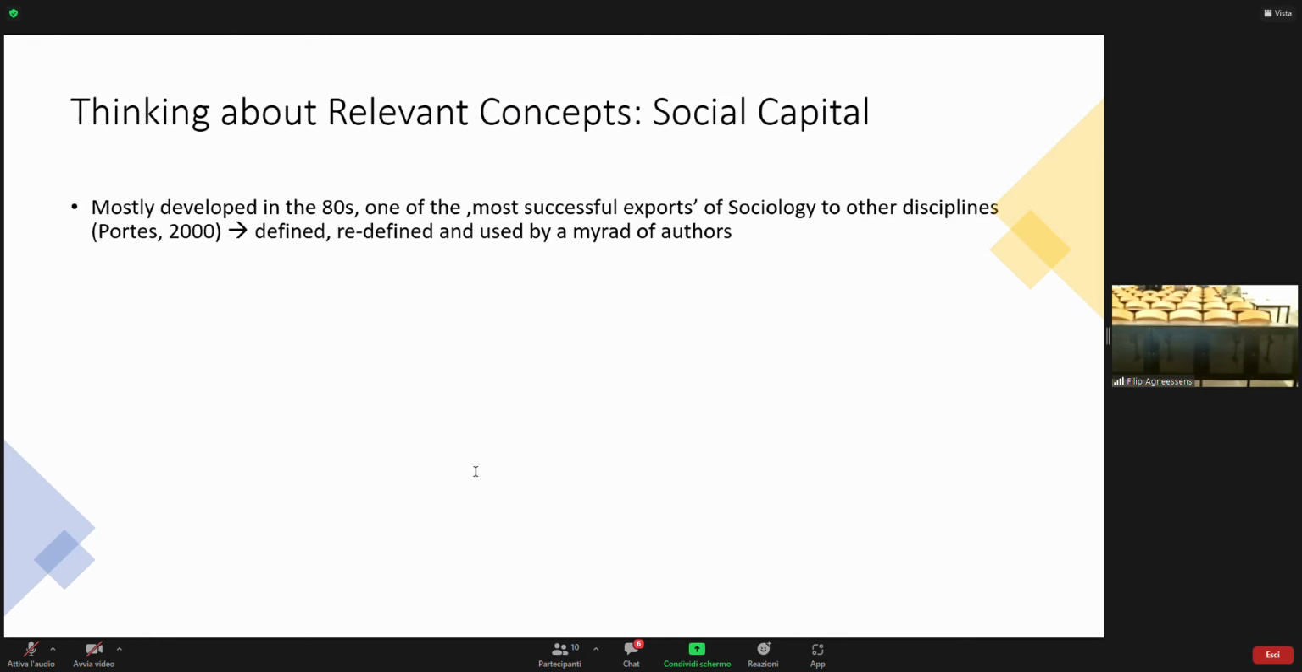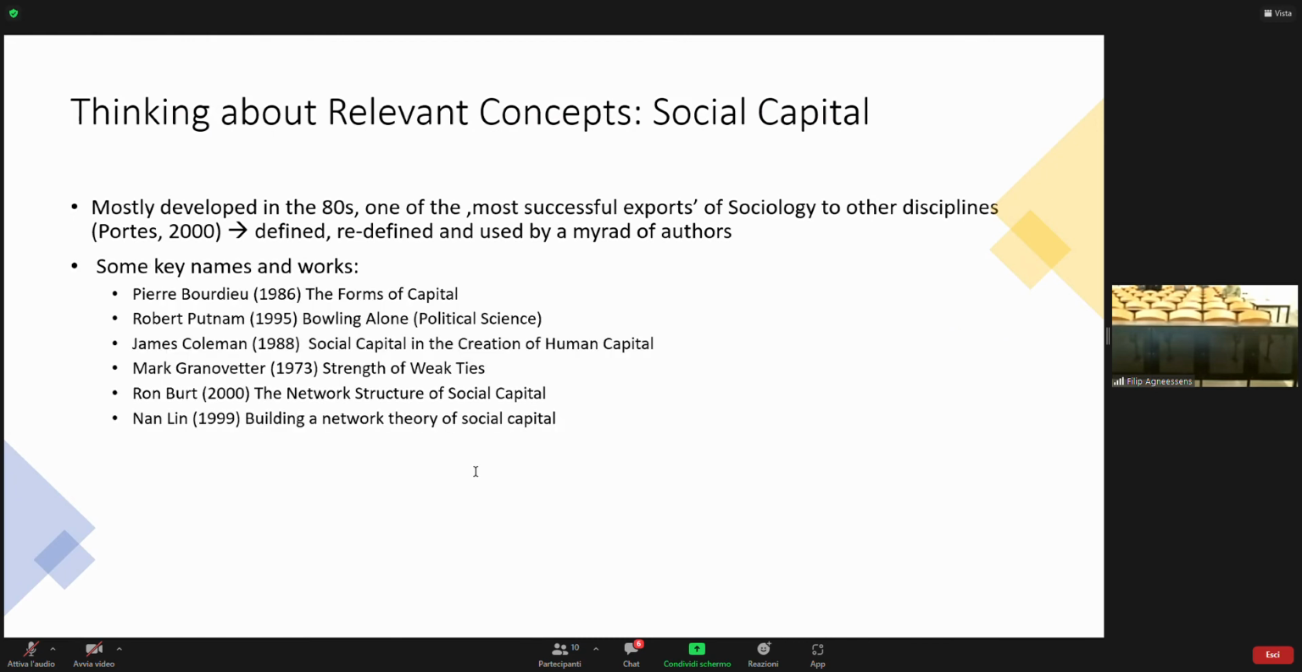So what do we know about social capital? It's one of the most well-known and most exported concepts of sociology. It came about in the 1980s, mostly inspired by Pierre Bourdieu's work. But then all disciplines took it up, so there are plenty of definitions and studies that use the concept.